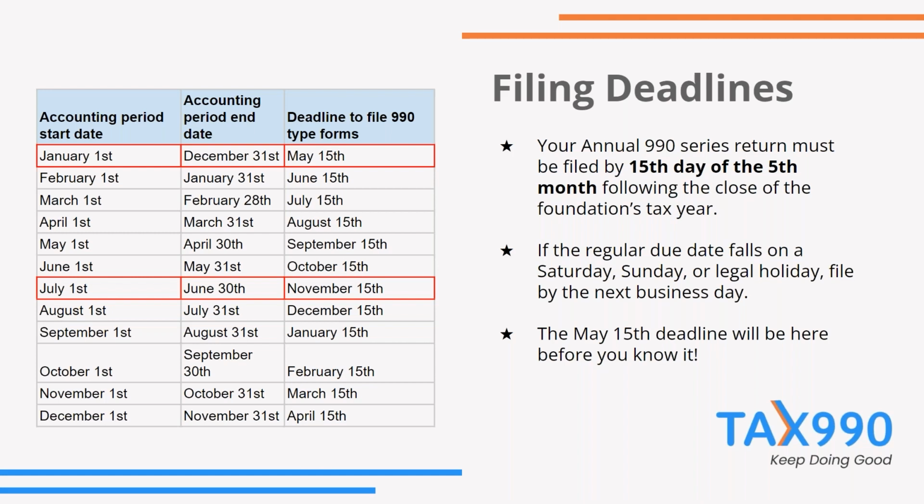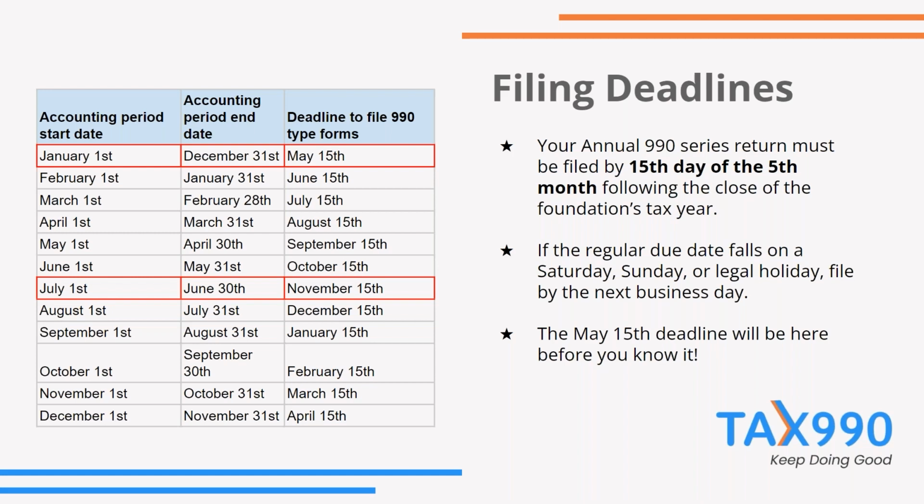Most organizations have either a calendar tax year that runs from January 1st through December 31st, or a fiscal tax year that runs from July 1st to June 30th. However, a fiscal tax year can be any 12-month time frame other than January 1st through December 31st. If you're short on time and are concerned you won't be able to complete the return on or prior to your deadline, you can file an 8868 extension form to apply for a 6-month deadline extension.